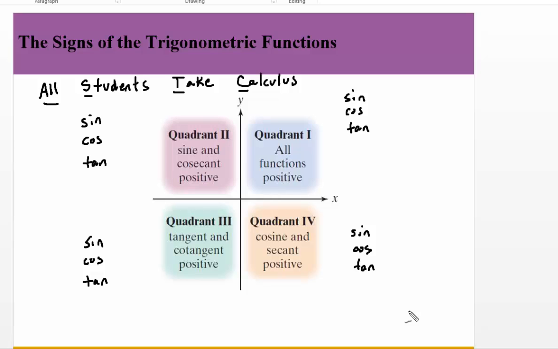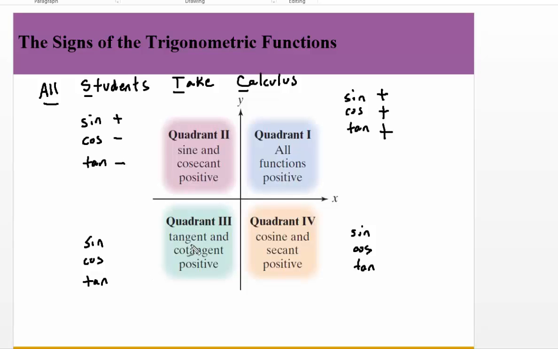Next, we want to look at the signs of the trigonometric functions in each quadrant. Now, in quadrant 1, all functions are going to be positive. So the sine would be positive, the y value, the cosine would be positive, the x value, and of course the tangent, being y over x, would be positive as well. Now, in quadrant 2, the sine and the cosecant are positive. I just like to look at these three because if you know the signs of those, you know the signs of the reciprocals. So the sine in quadrant 2, y is positive. The cosine, x, is negative, which makes the tangent negative.